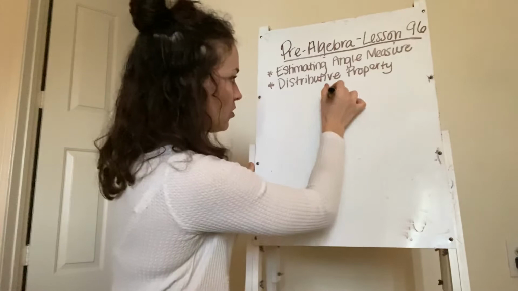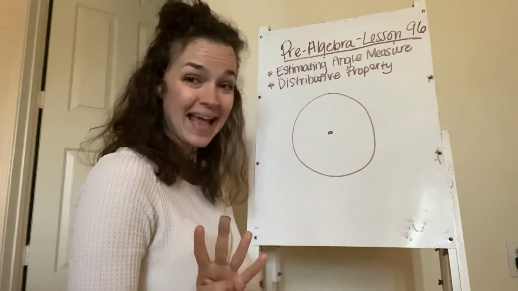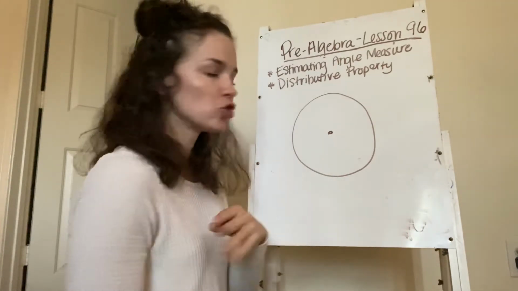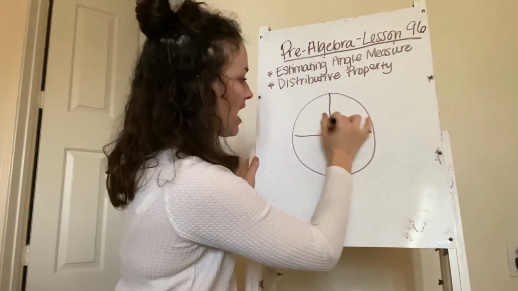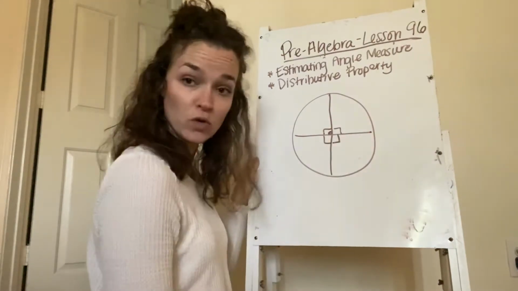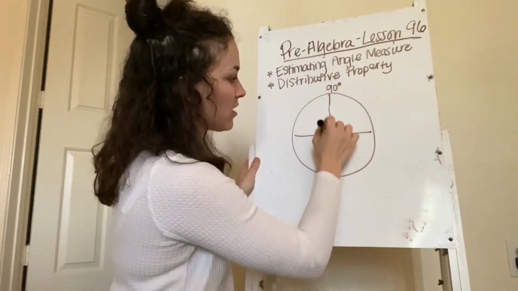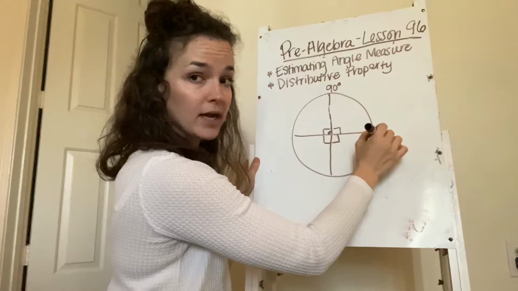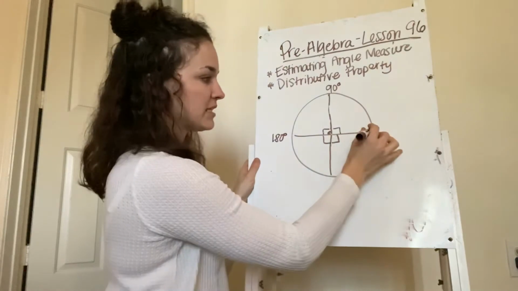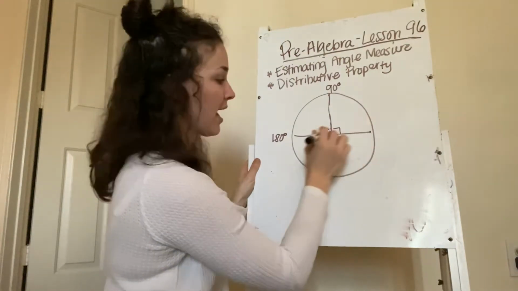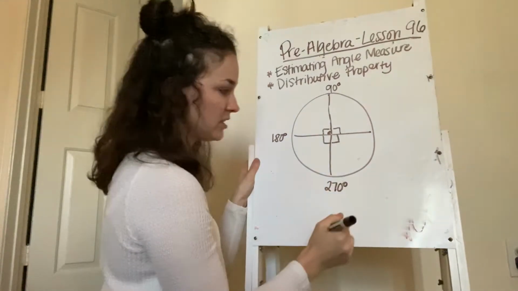So when I'm estimating angles, I think about a circle and I think about the four main landmarks, I guess you could call them. So if we cut our circle into 4 pieces, that makes 4 right angles. Okay, a right angle we know is 90 degrees. So a 90-degree angle is going to look like this. It looks like a big L, right? So then if we put 2 90-degree angles together, that gives us 180 degrees, and that's going to look like a straight line, okay? Then if we put 3 right angles together, that's a total of 270 degrees, okay?